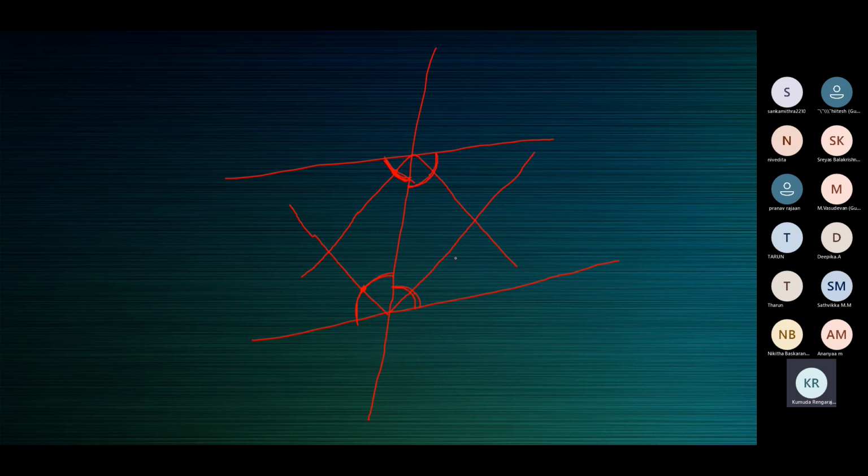So you can see that the bisectors of the interior angles enclose a quadrilateral. Now let's name the vertices. You can call this A, you can call this B, you can call this C, and you can call this D. You can see the quadrilateral ABCD enclosed by the bisectors of the four interior angles. We need to prove that ABCD is a rectangle. Given that L is parallel to M and P is a transversal.